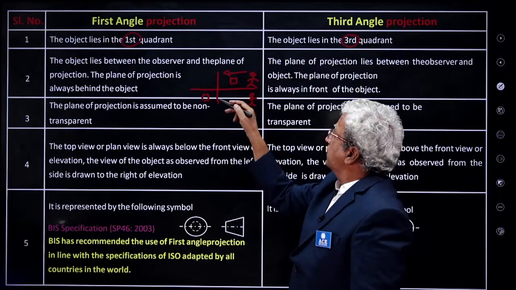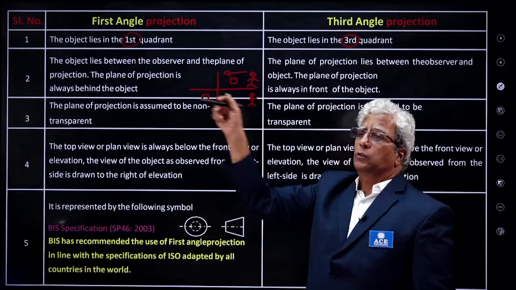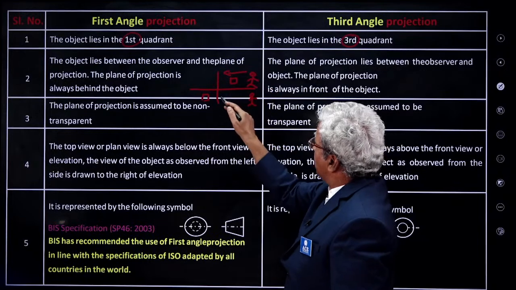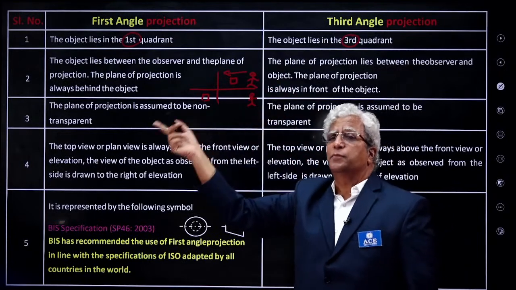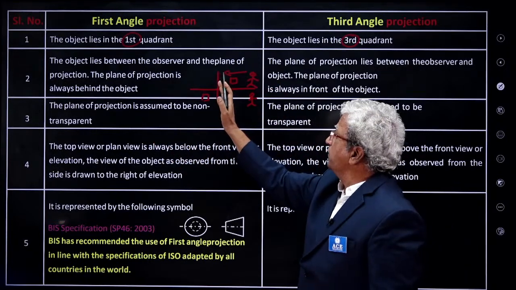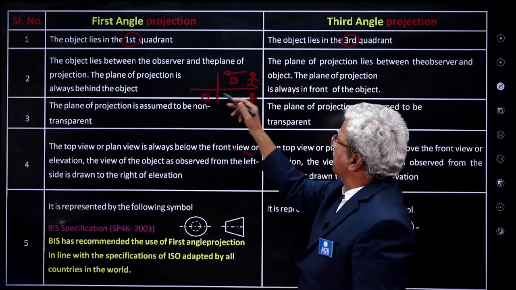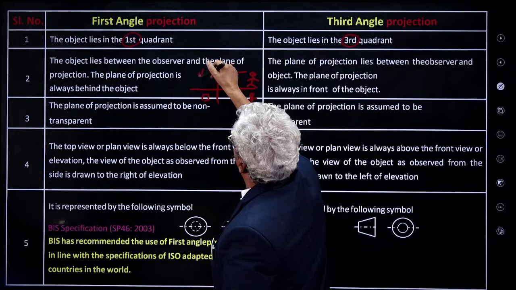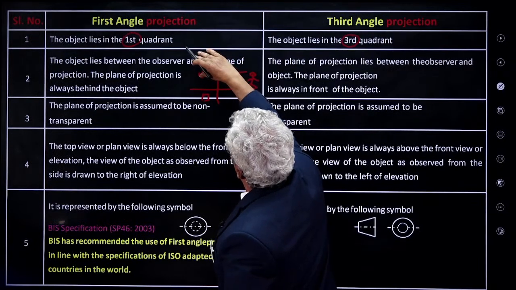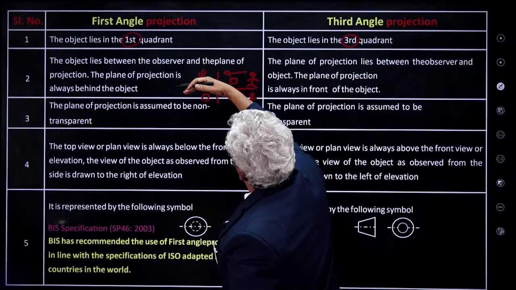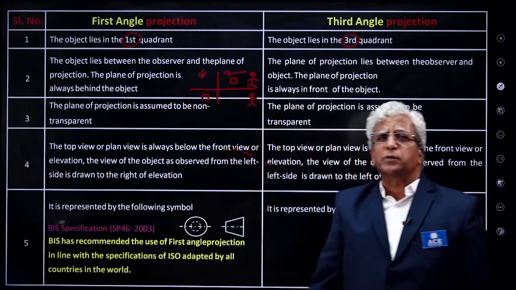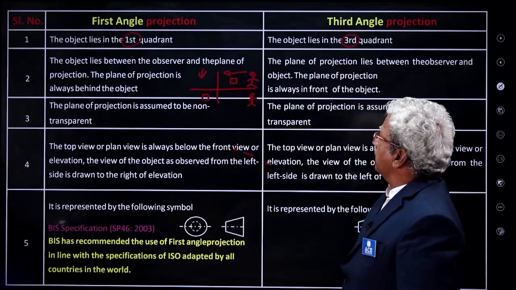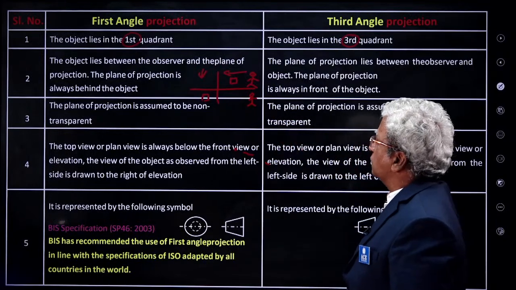You see the object through the plane. So the plane is in between the object and the observer. Similarly, for the top view, if you want to see this, you have to see from the top, so the observer will be here. Again there, observer, plane, object. The picture plane is in between the observer and the object, and there you need a transparent screen. That's what is written here.